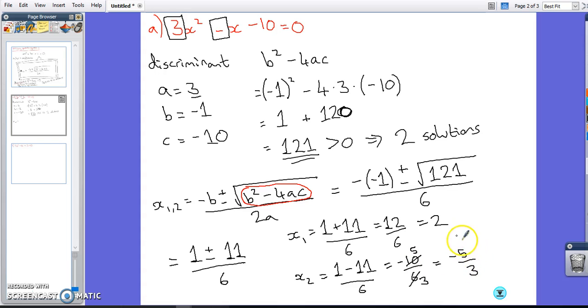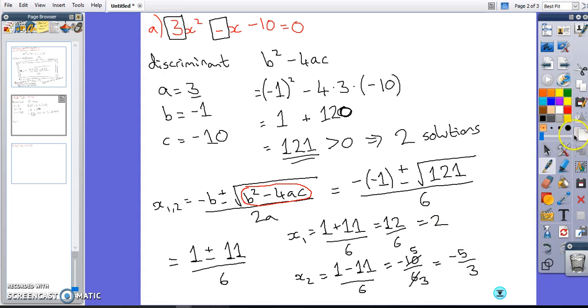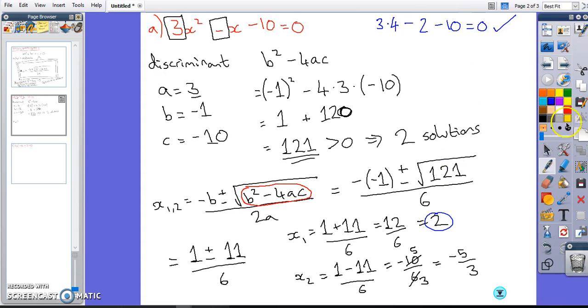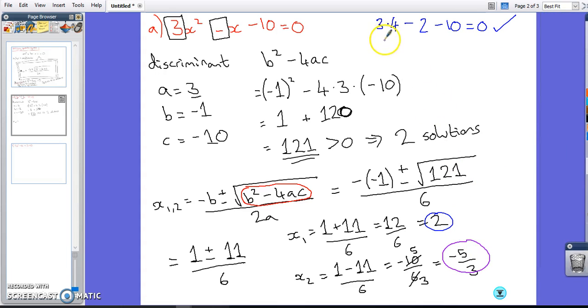And we can quickly check our answers. So first of all, let me take blue. Let's check the answer 2. So I have 3 times 2 squared, which is 4, minus 2, minus 10. Let's see what we get. 3 times 4 is 12, take 2 is 10, take 10 is 0. Perfect. Let's check this one then in purple.